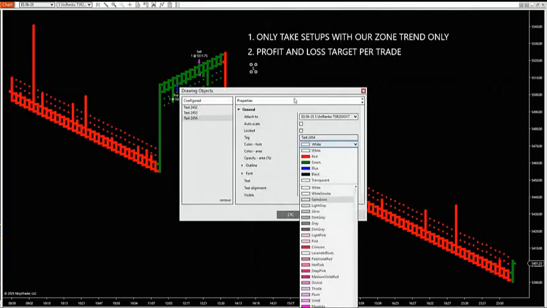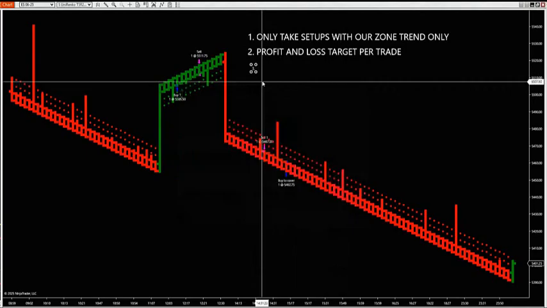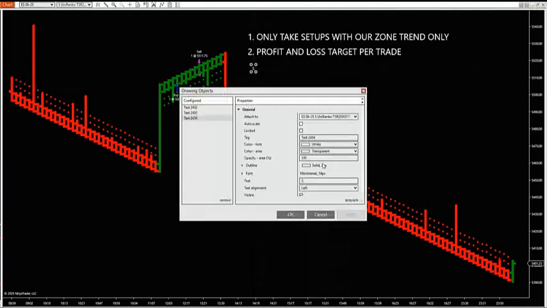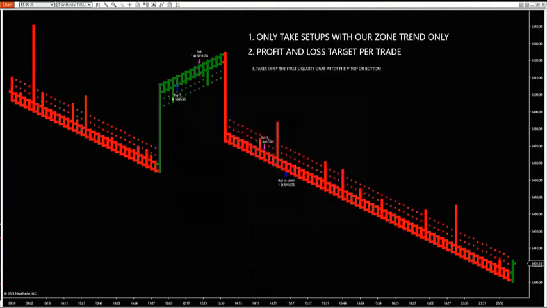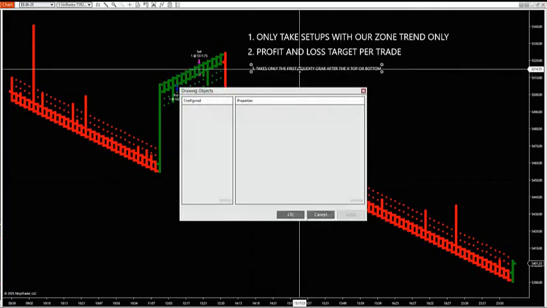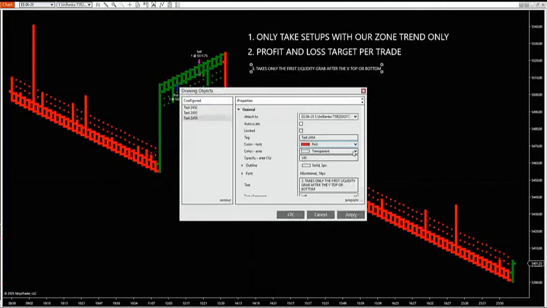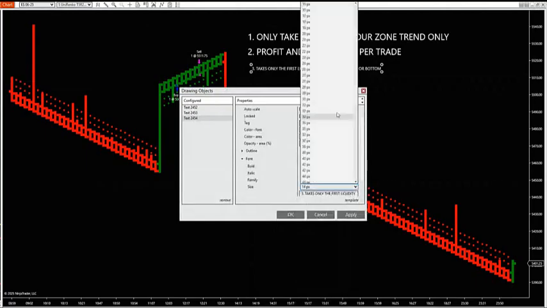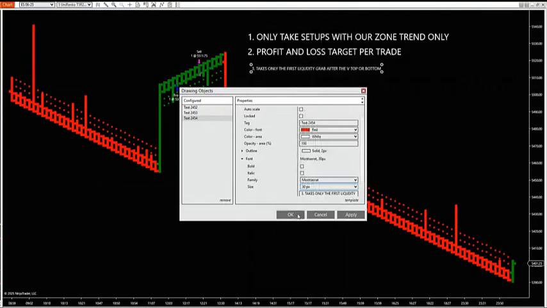The third big thing is that it takes only the first liquidity grab after the V top or bottom, and that is with trend only. So it's only going to take the first liquidity grab after the V top or V bottom, and it will do that until you get to the next V top or V bottom after a trend change.